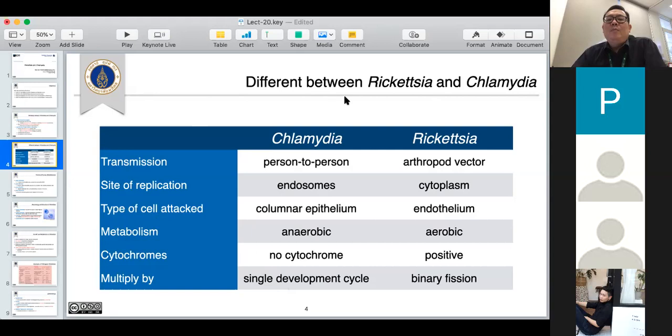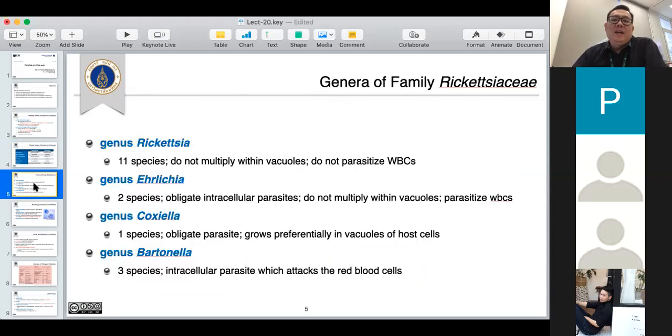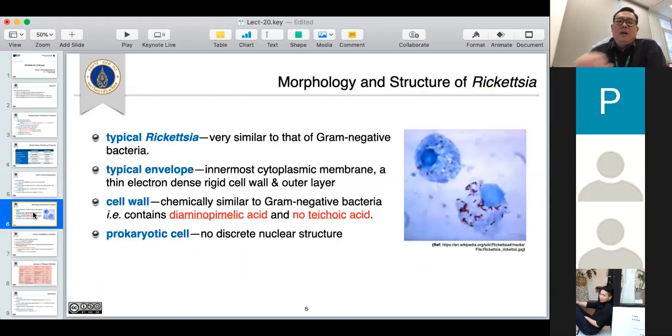We start from Rickettsia first, okay? The family Rickettsiaceae contains four genera, okay? The first genus is Rickettsia. The second genus is Ehrlichia, okay? And then Coxiella and Bartonella. Those are the four main genera of Rickettsiaceae. Let's start from Rickettsia itself.